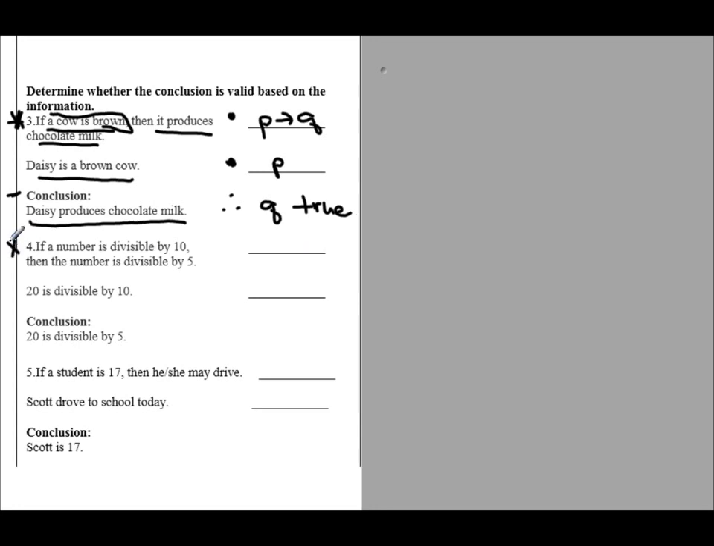Okay, so I would like for you to pause the video and try number 4 on your own, completely from start to finish, determining whether or not the conclusion is true. Okay, so on example 4, you should have had P then Q, given P, because 20 is a number that is divisible by 10, and Q is also true because 20 is the same number divisible by 5. If you had trouble with this, raise your hand or ask a neighbor.